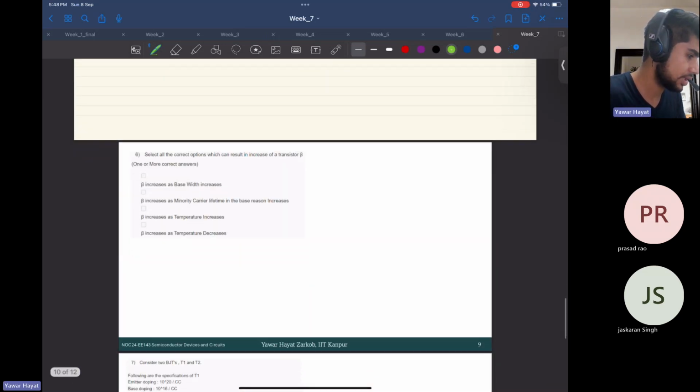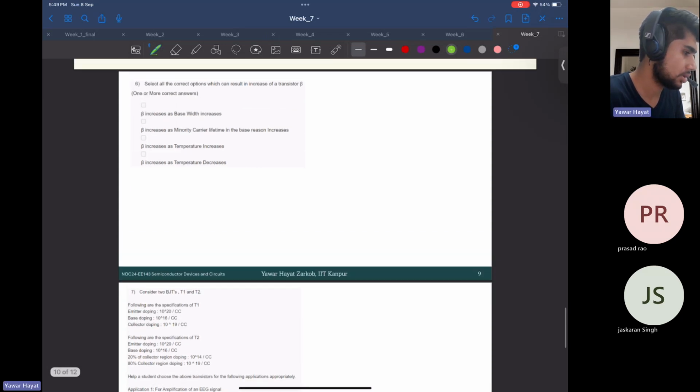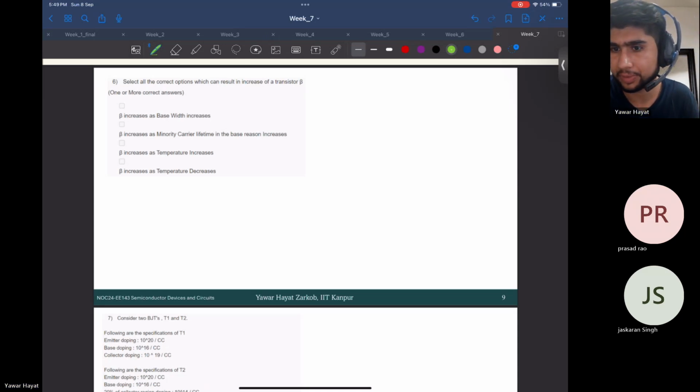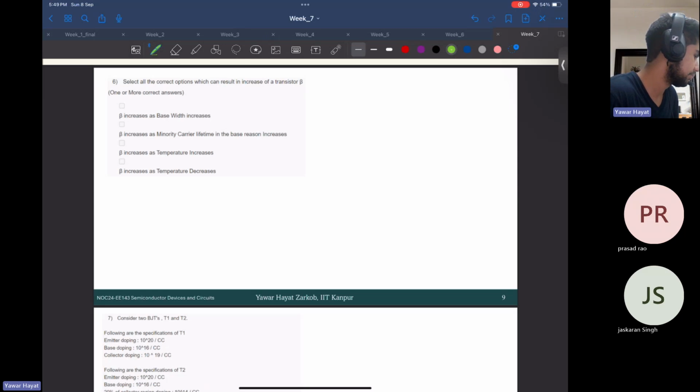Now we'll move on to the sixth question, in which we need to select all the correct options which can result in increase of this transistor beta, right? The options are: does beta increase as base width increases? Does beta increase as minority carrier lifetime in the base region increases? Third option is, does beta increase as the temperature increases? And the fourth one is, does beta increase as the temperature decreases? Right? These are the four options.